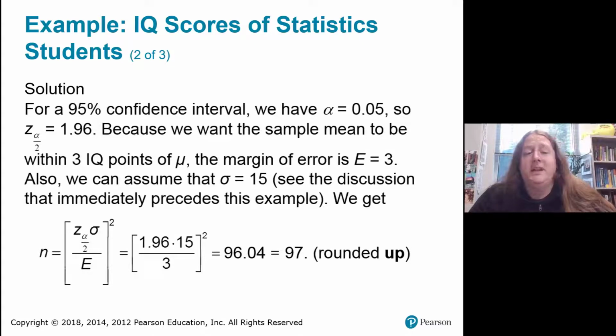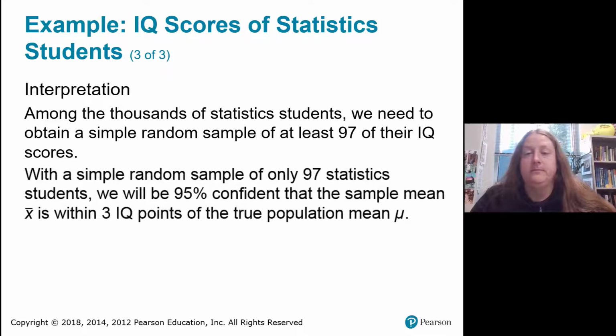So we'll take n, and we will take our z sub alpha divided by 2, multiply it times our estimated population standard deviation, divide it by our desired margin of error, and square that. And in doing so, we get 96.04. And since we always round up when we have anything that's not a whole number, we need a sample size of 97. So the interpretation of this is that among the thousands of statistics students, we need to obtain a simple random sample of at least 97 of their IQ scores.